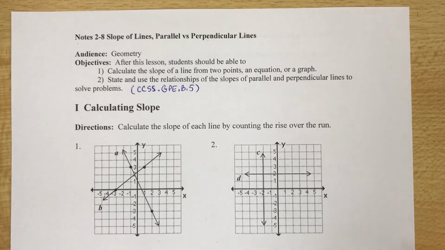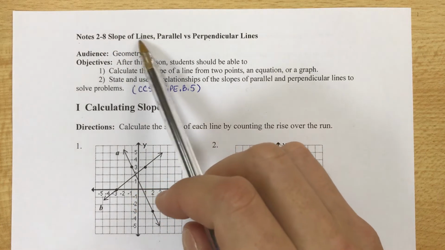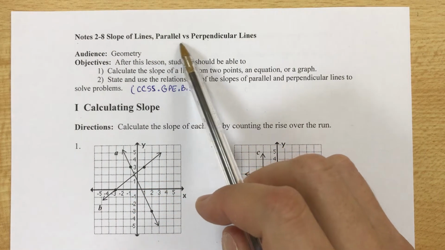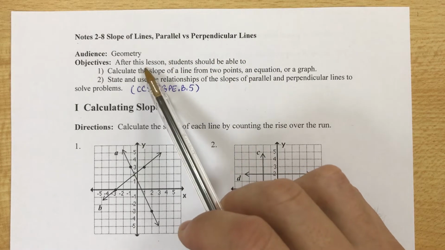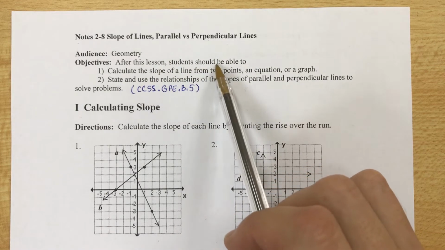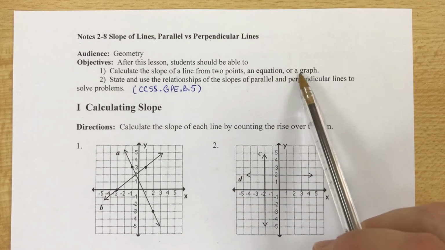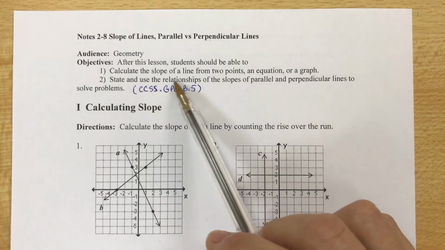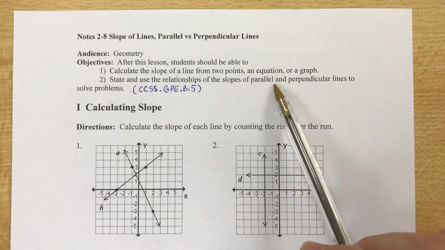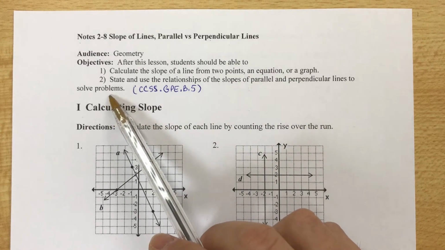Okay, geometry fans, our topic for the day is section 2-8, slopes of lines, parallel versus perpendicular lines. So our objectives today: after this lesson, students should be able to calculate the slope of a line from 2 points, an equation or a graph. This is going to be a review for you, but also state and use the relationships of the slopes of parallel and perpendicular lines to solve problems.